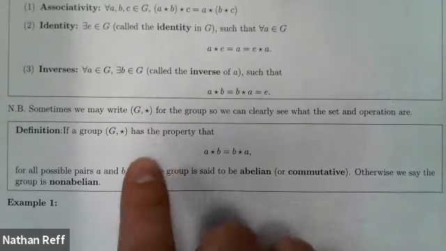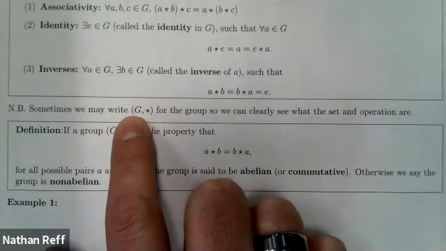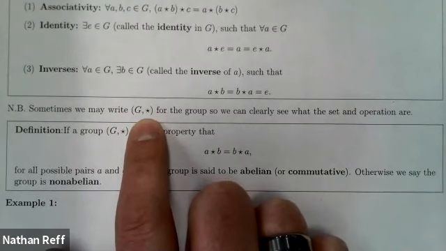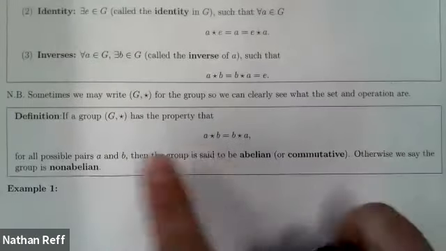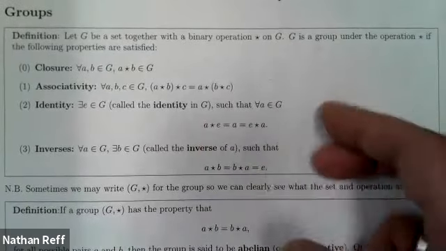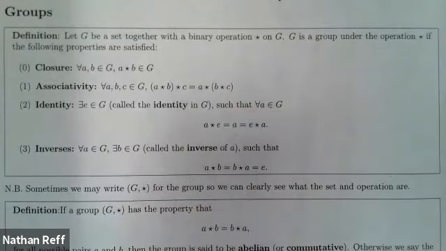Sometimes you may write G, comma, star, just to signify that I'm talking about this group, and here's the operation I'm talking about. Unless it's clear, like if I give you a certain group where it's not necessary to tell you what the operation is, then you don't have to write this. You could just write whatever G is. And one other thing: nowhere up here is it required that you have commutativity. There's nothing that requires that binary operation to be commutative.